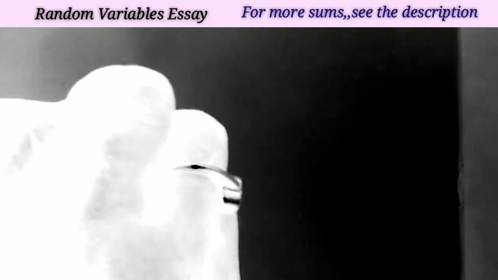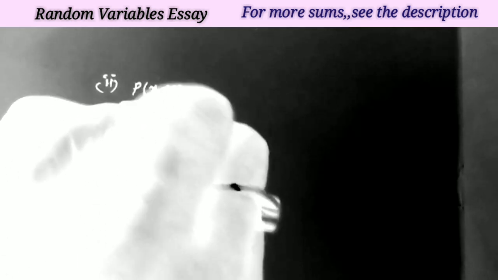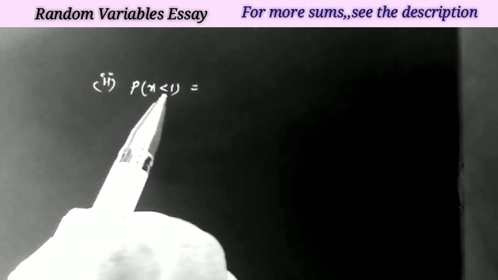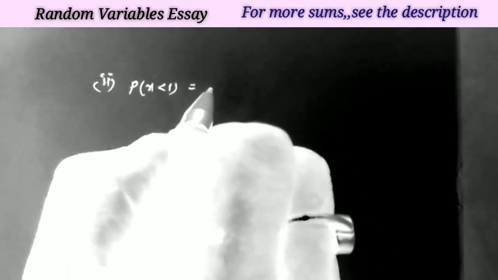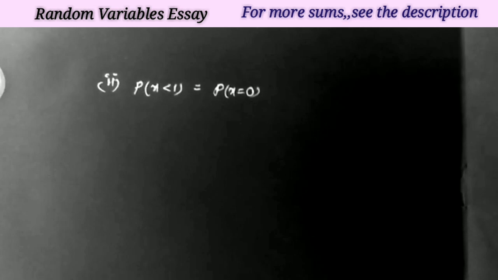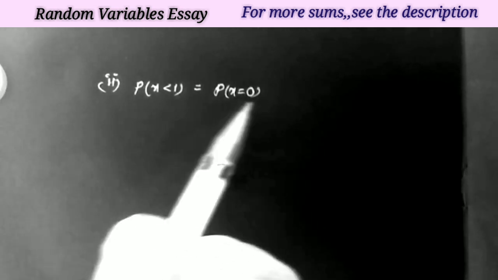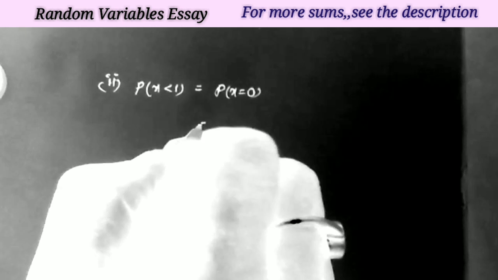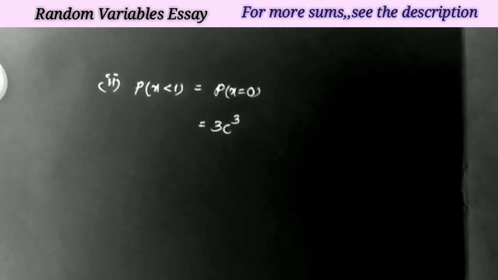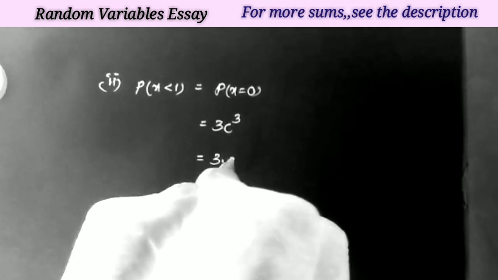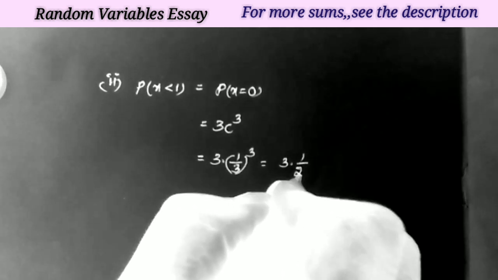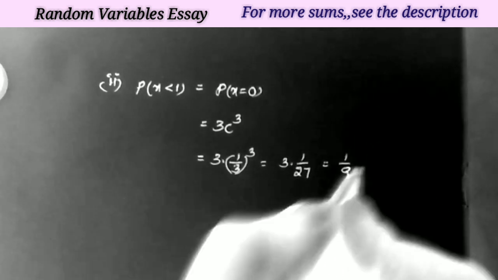Now what is the second one? P of x less than 1. P of x less than 1 means we want the probability value for the number which is less than 1. What is the value less than 1 in the given table? We have only one value, that is p of x is equal to 0. Okay. In the table we have p of x is equal to 0. What is p of x is equal to 0? Probability already given that this value is equal to 3c cube. Now replacing the c value here, 3 into 1 by 3 whole cube, 3 into 1 by 27. So the answer is equal to 1 by 9.